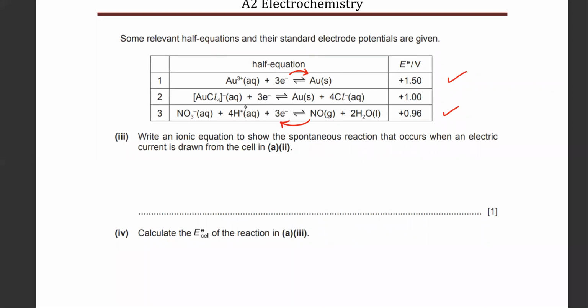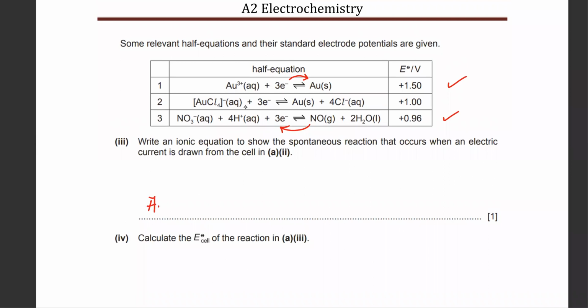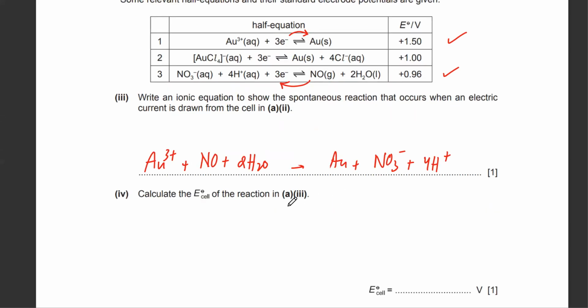The electrons are already balanced, so it's Au3+, and at the bottom it's NO and 2 H2O. The product in the first one is Au, which is solid, and in the second one it's NO3- and 4H+. The electrons are already balanced. And he's asking to calculate the E0 cell for this reaction. It's the higher or reduction potential minus the oxidation potential, so it's 1.50 minus 0.96, and you get 0.54 volts. So is this clear?